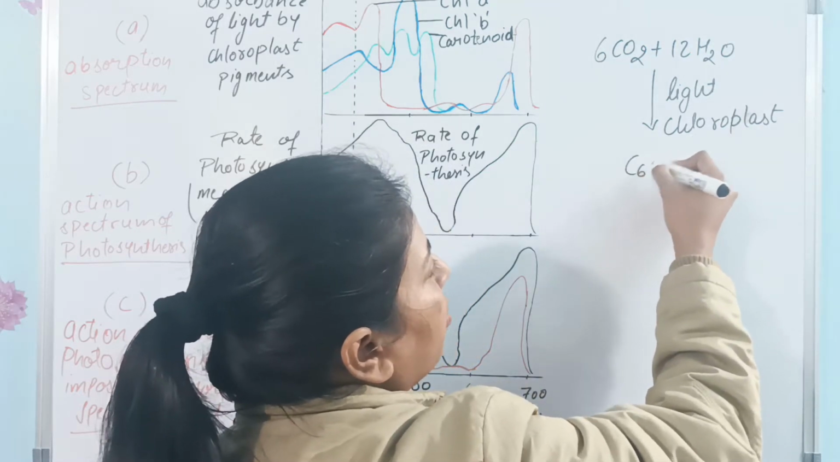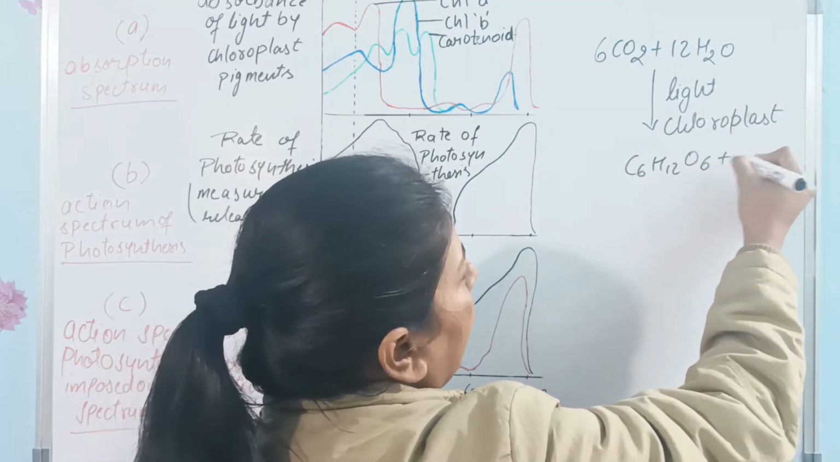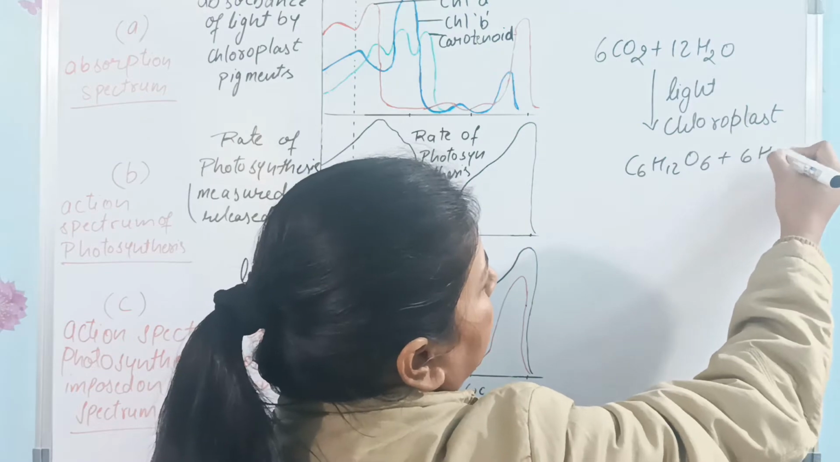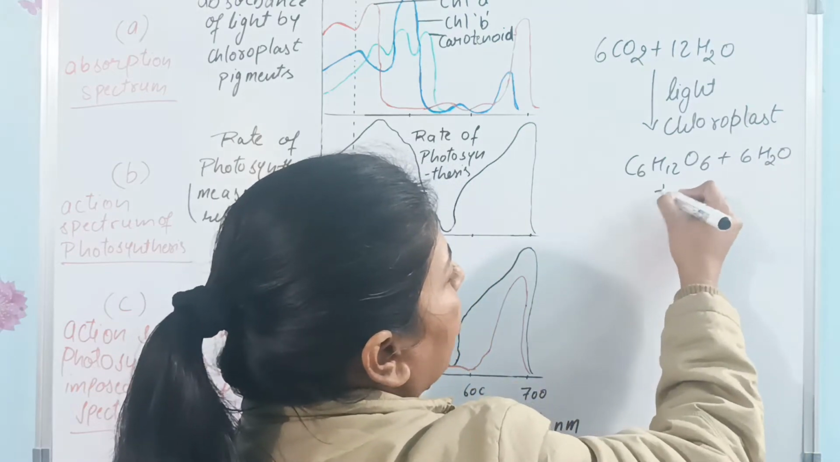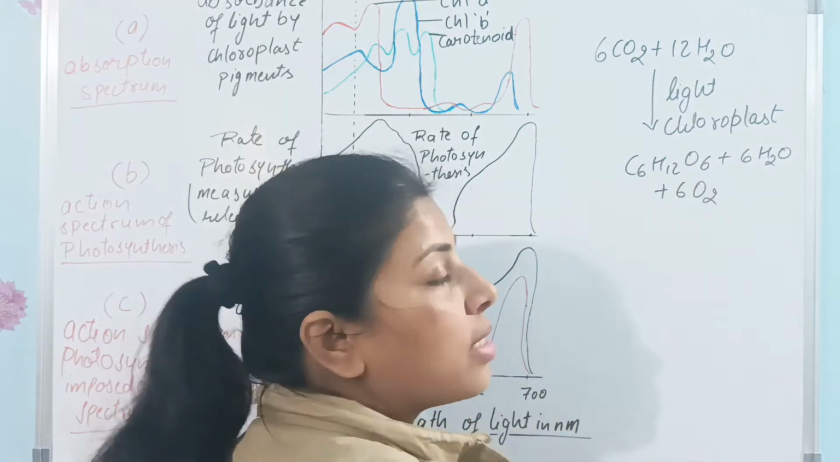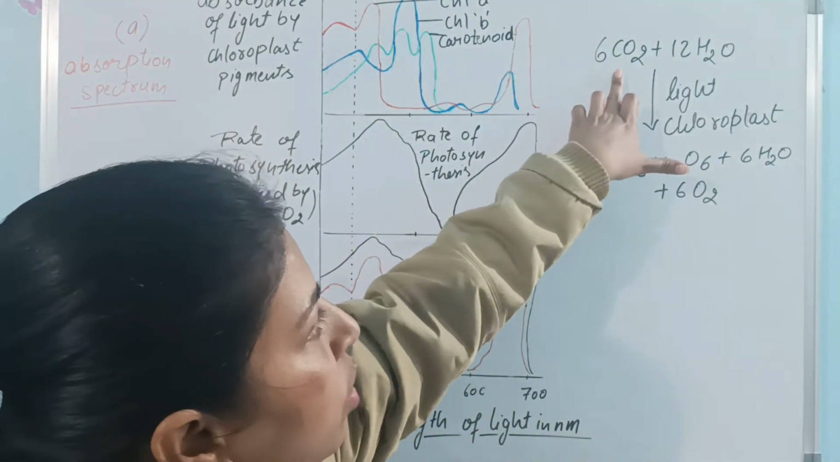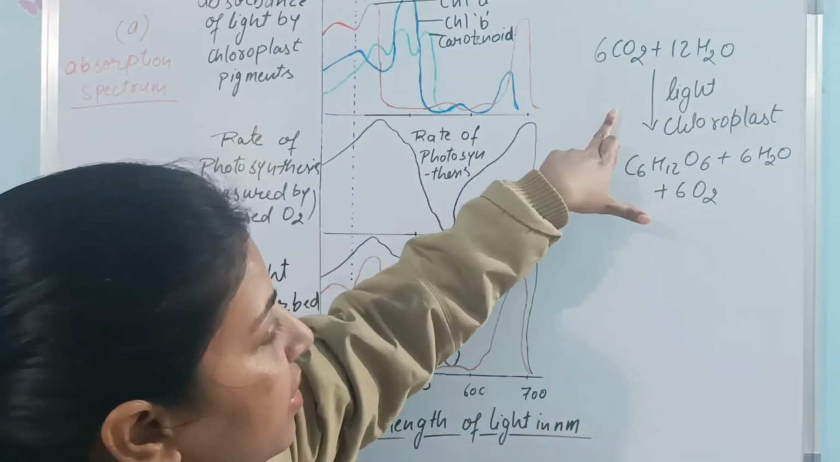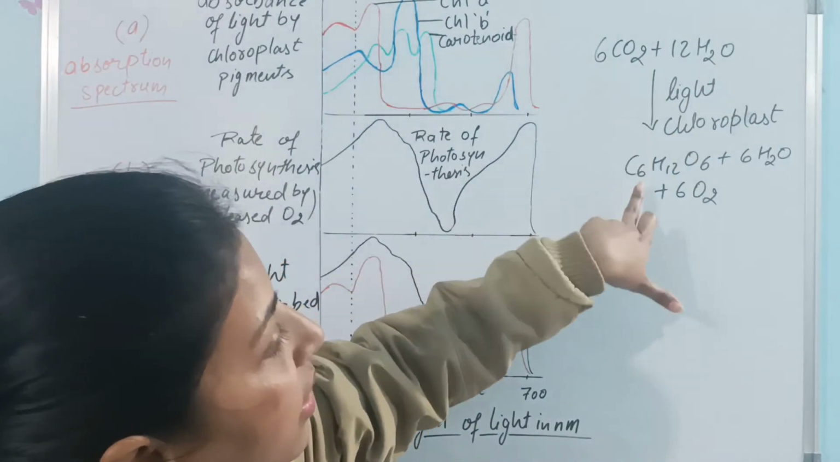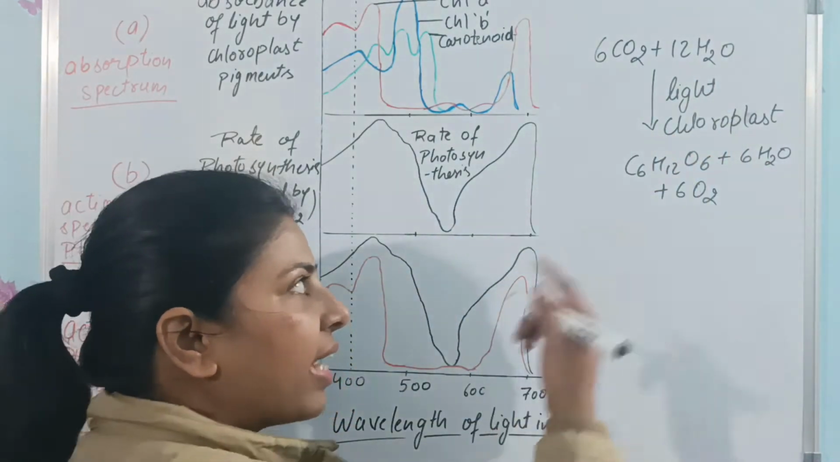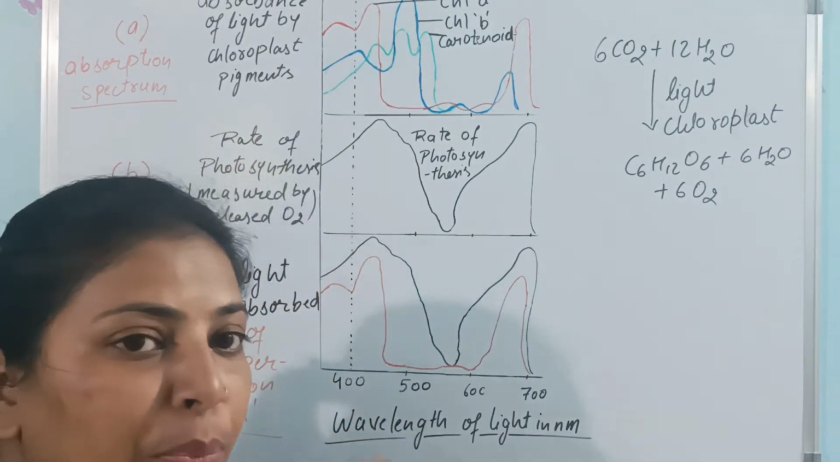And they form one molecule of glucose as well as the byproduct oxygen, which is essential for living organisms. So that is exactly CO2 and water. In the presence of sunlight, the chloroplast uses them and forms that. So what exactly do chloroplasts have? Because of that, the process completes.